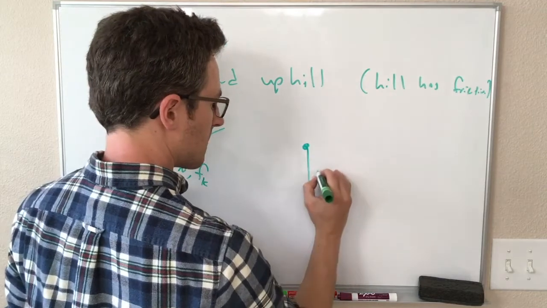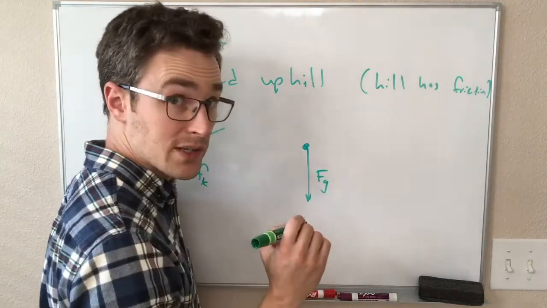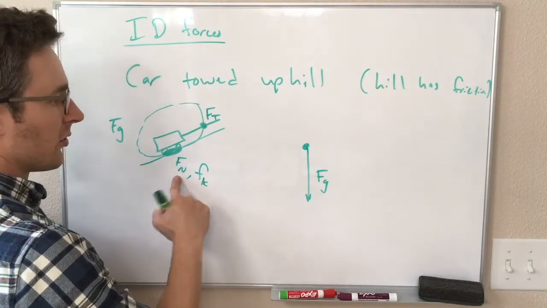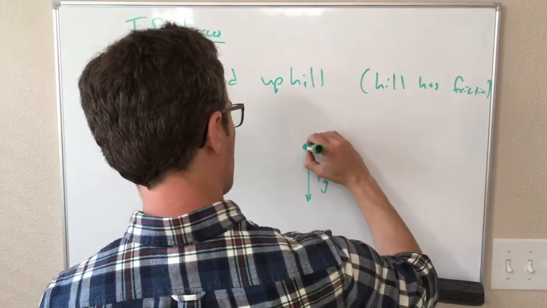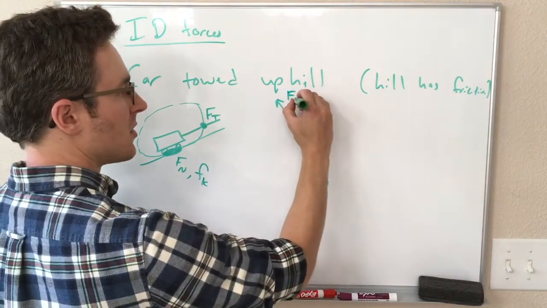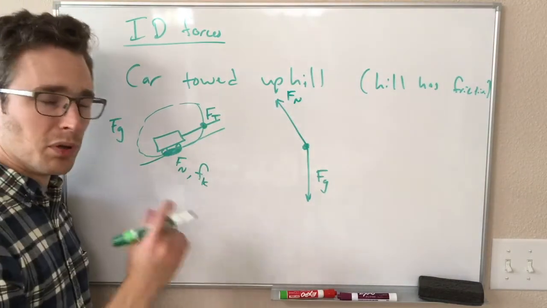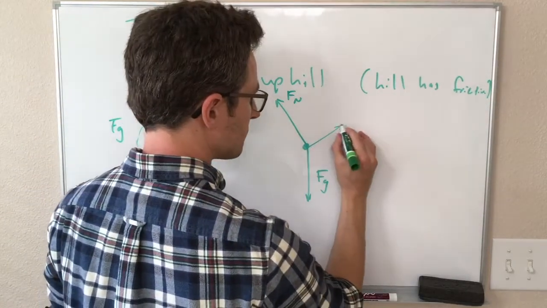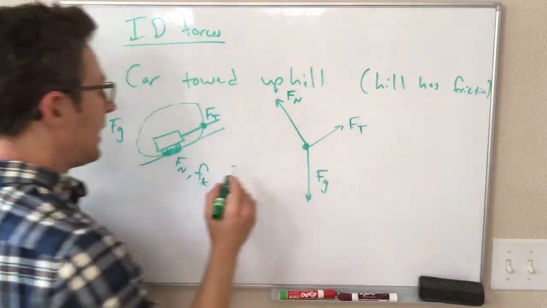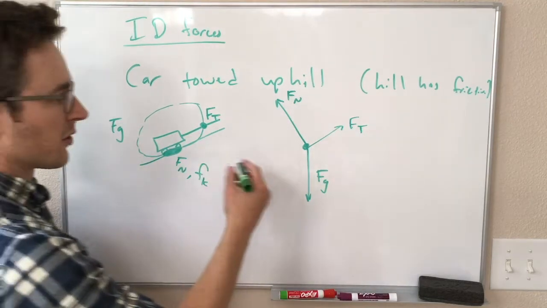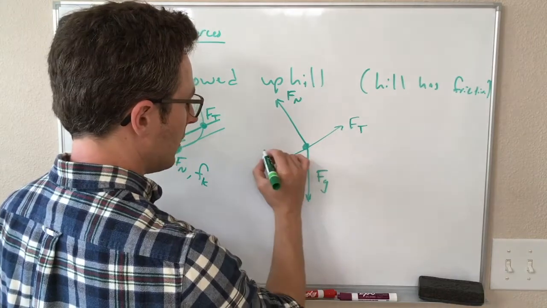So we have gravity straight down. We have our normal force perpendicular away from the surface. We have our tension. I guess I should label this. Remember, ropes can only pull in the direction they're pointing, so our tension is going up the hill. And if we're going uphill, our friction is opposing that, so our kinetic friction is down the hill.